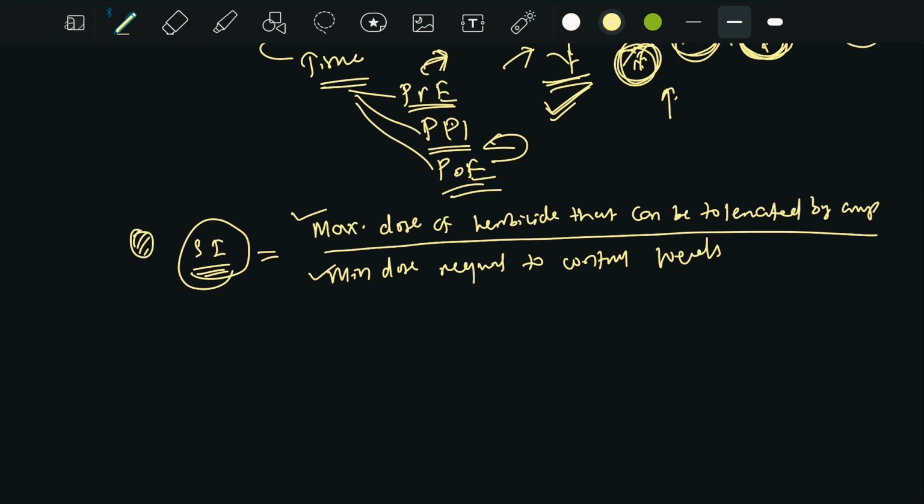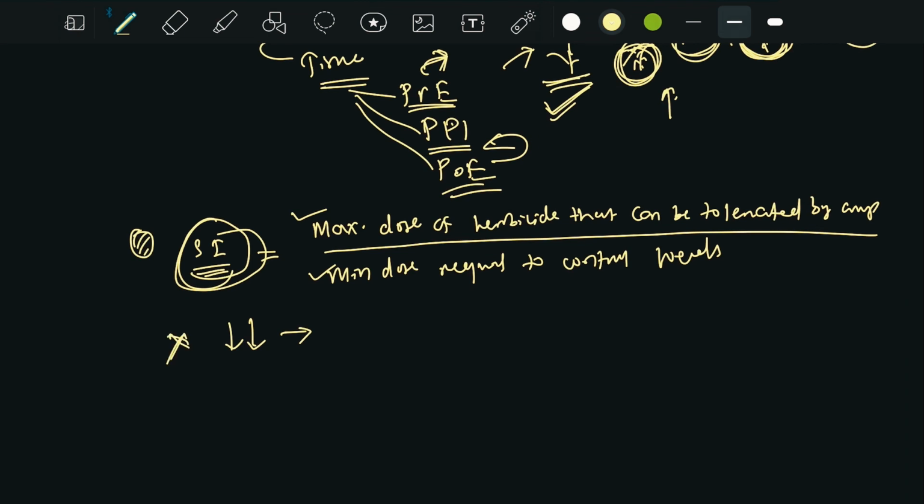So let me ask you a question: if the selectivity index for a herbicide is higher, then it is better, or if the selectivity index is lower, then it is better? I know most of the students will answer that if the selectivity index is lower, then it is better. So why is it so? And this answer is wrong.